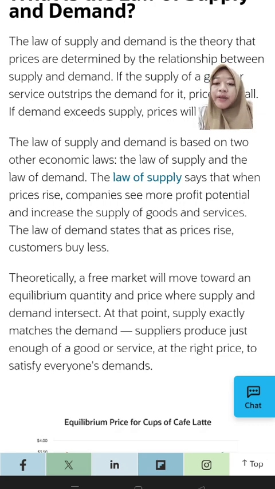Theoretically, a free market will move toward an equilibrium quantity and price where supply and demand intersect. At the point where supply exactly meets the demand, suppliers produce just enough of a good or service at the right price to satisfy everyone's demands.